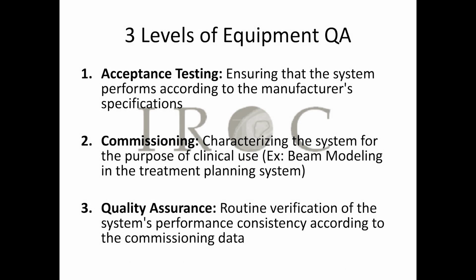As far as equipment QA goes, there are three different levels. So the first thing that we do when we get new equipment is acceptance testing. So we're basically just checking that what they are claiming they're selling us is actually what they're selling us, so it performs to the standards and all that good stuff. For commissioning, we are characterizing that piece of equipment for the purpose that it's to have in the clinic. And quality assurance are just the checks that we do periodically to make sure that that performance is still what it's supposed to be.